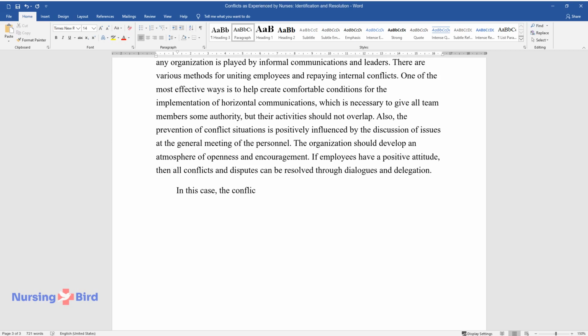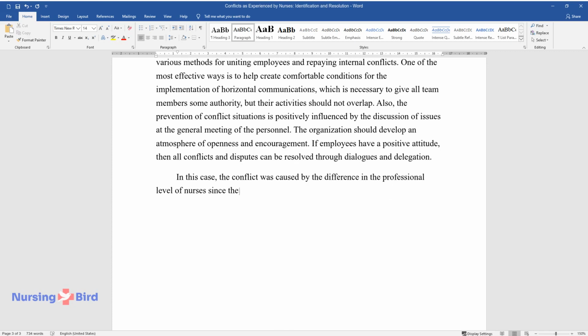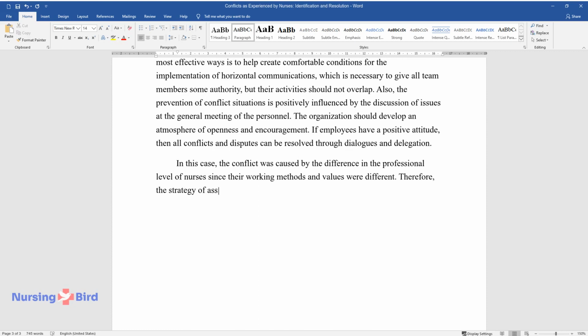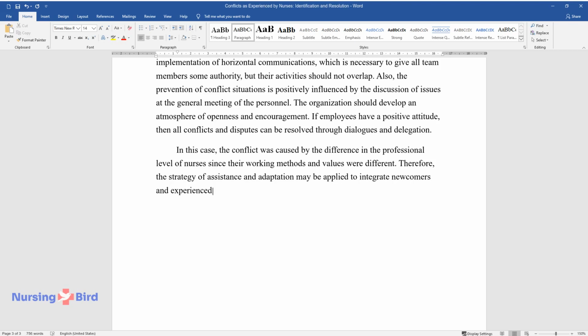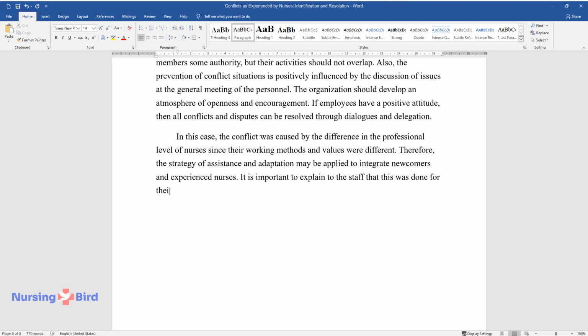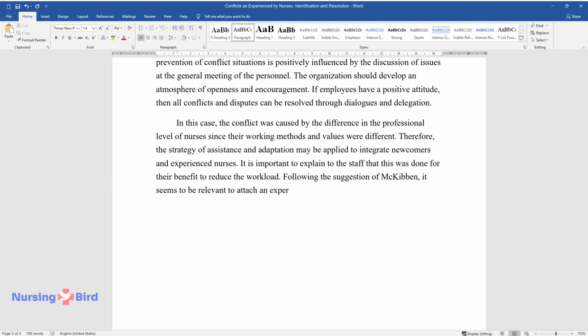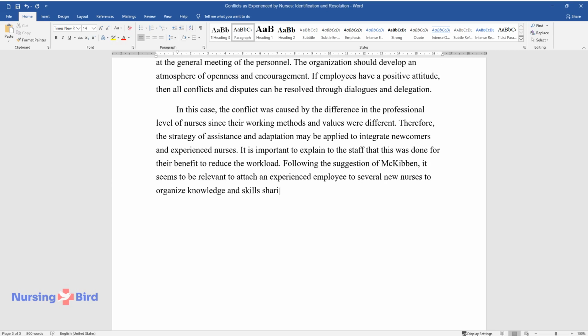In this case, the conflict was caused by the difference in the professional level of nurses since their working methods and values were different. Therefore, the strategy of assistance and adaptation may be applied to integrate newcomers and experienced nurses. It is important to explain to the staff that this was done for their benefit to reduce the workload. Following the suggestion of McKibben, it seems to be relevant to attach an experienced employee to several new nurses to organize knowledge and skills sharing.